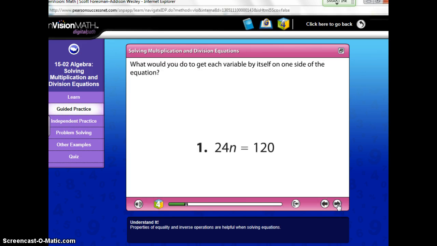Okay, so now we have 24 times n equals 120. So what's the opposite of multiplying? Dividing. So we can either draw a bar, or we could make a divide sign. Let's divide both sides by 24. If we divide this side by 24, we get 1. So that means n is now all by itself.